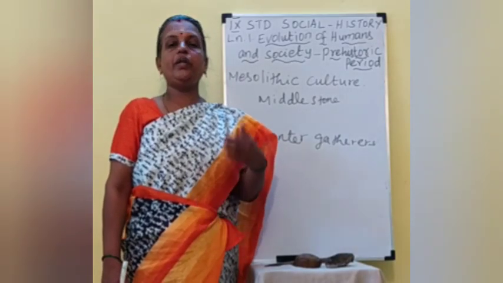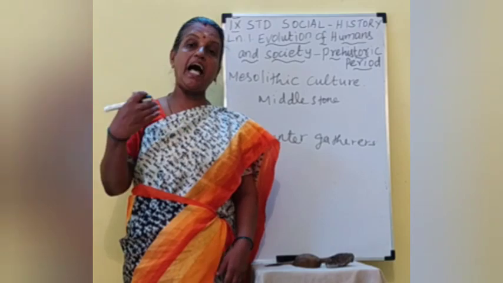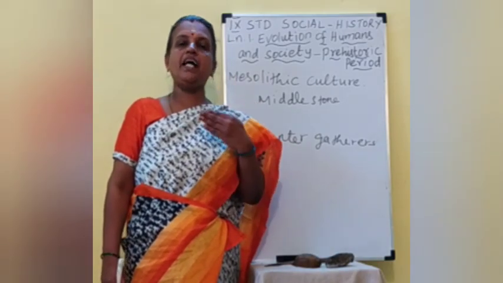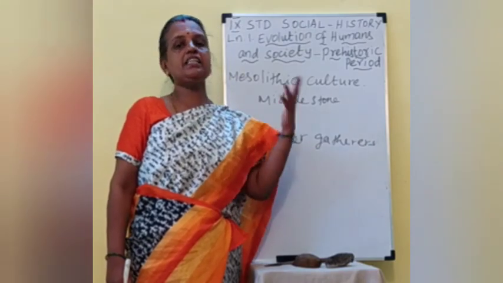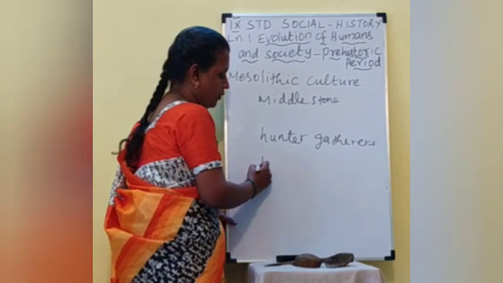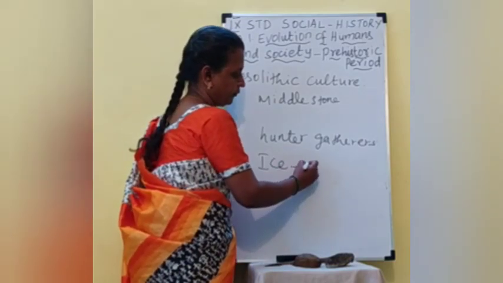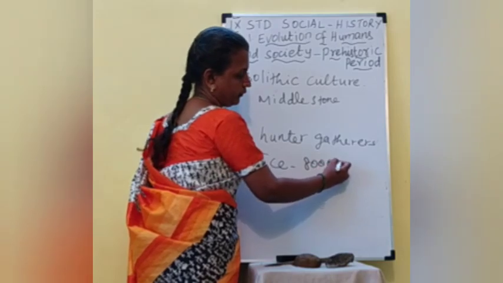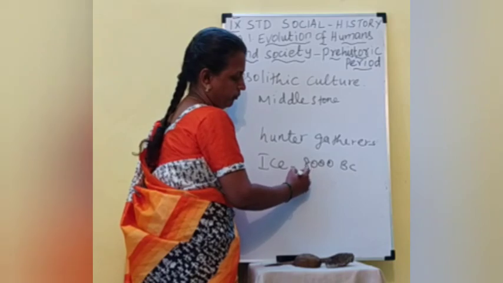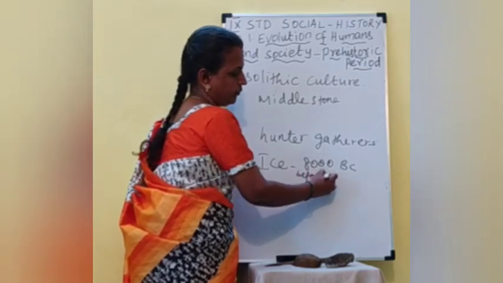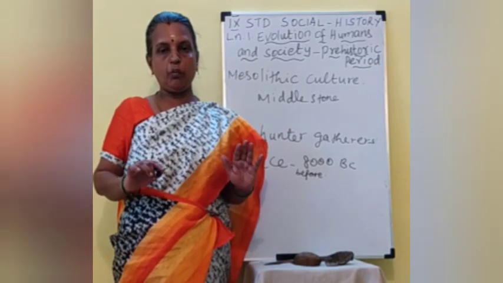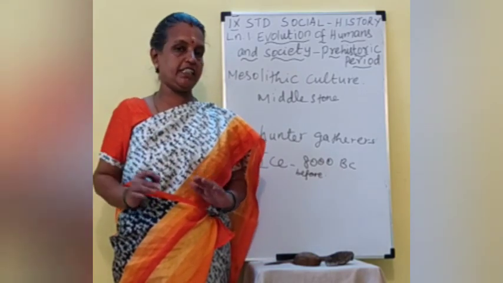In this period, with the global warming occurring after the Ice Age, people started moving everywhere and they started settling in the various ecozones. Ice Age means the period before 8,000 years BC. During this period, many parts of the world were covered with ice sheets and snow.